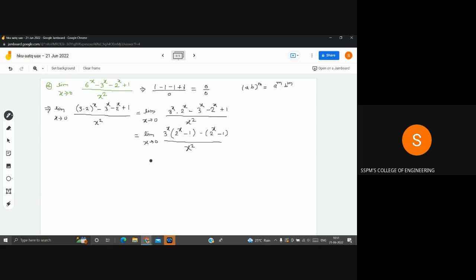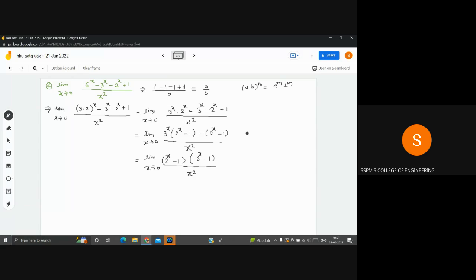Now here in the numerator, the common factor is 2 raised to x minus 1. Take it outside. Limit as x tends to 0 of 2 raised to x minus 1 is common, and what is remaining? 3 raised to x minus 1 upon x square.